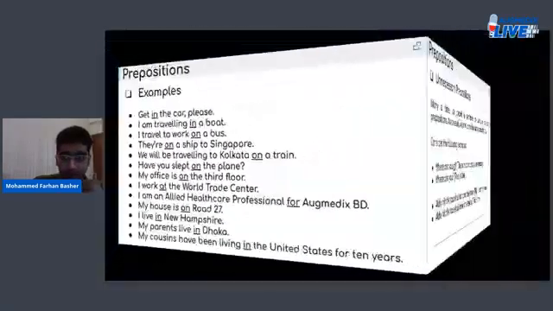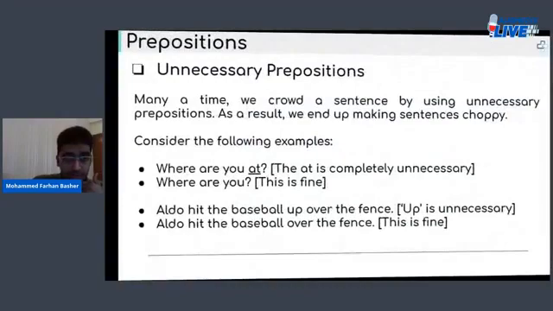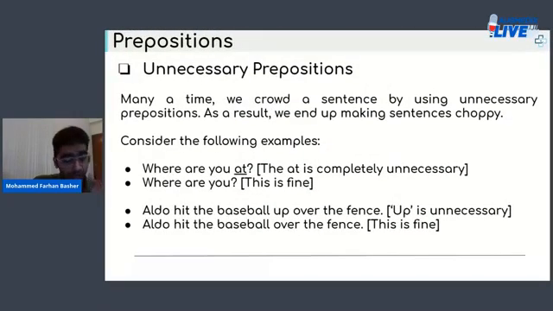Moving forward, we've discussed these examples as well, and unnecessary prepositions. We shouldn't be using prepositions unnecessarily. If we can avoid a preposition in a sentence, it's better to avoid it, because overusing prepositions will just make our sentences appear choppy, and the quality of writing or presentation is sure to go down. So instead of saying, where are you at? Just say, where are you? Instead of saying, Aldo hit the baseball up over the fence, just say, Aldo hit the baseball over the fence. And that's just good enough.